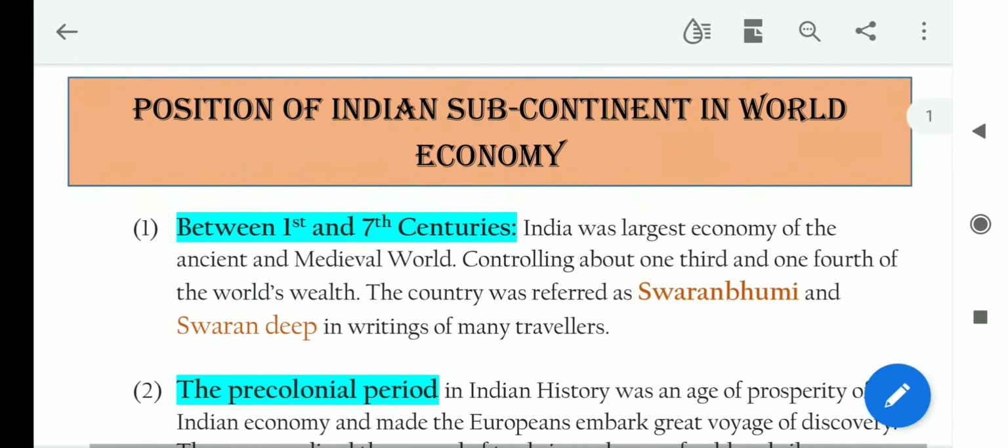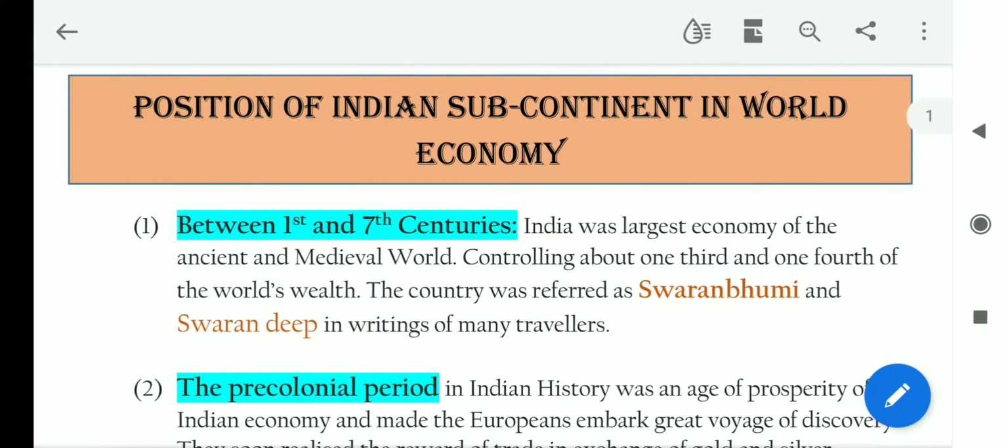Yes, what was the position of India in world economy? Now here points are divided as per different time period. The first one is about the time between 1st and 7th centuries. India was the largest economy of the ancient and medieval world, controlling about one third to one fourth of the world's wealth. The country was referred to as Swaran Bhumi and Swarandeep in the writings of many travelers.